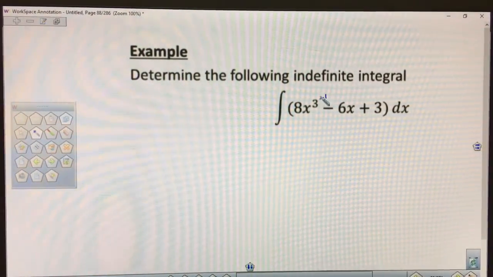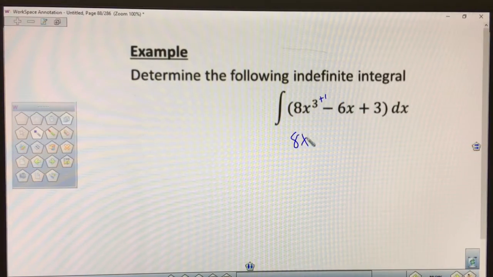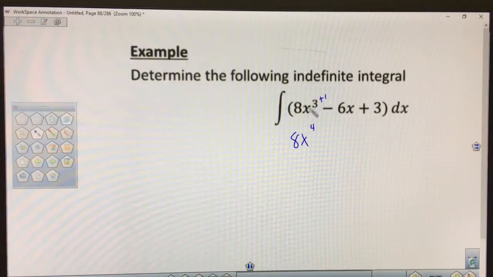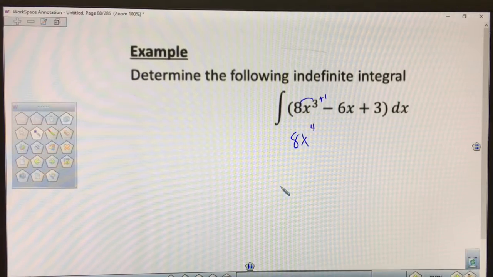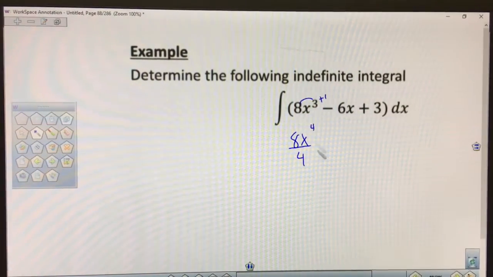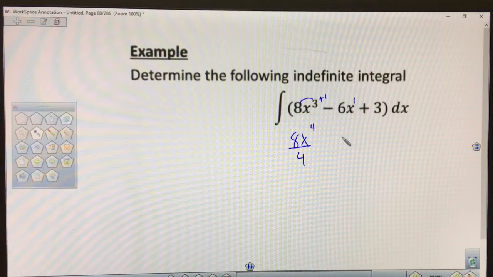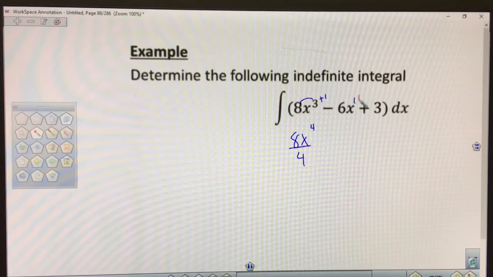So add 1. So that's going to give me 8x to the 4th. Derivative, wouldn't you multiply that exponent times the front? For the antiderivative, you just divide it. So you just divide it by 4. That's it. Throw it underneath. All right, that's to the first. That's technically x to the first. Okay? So I add 1.